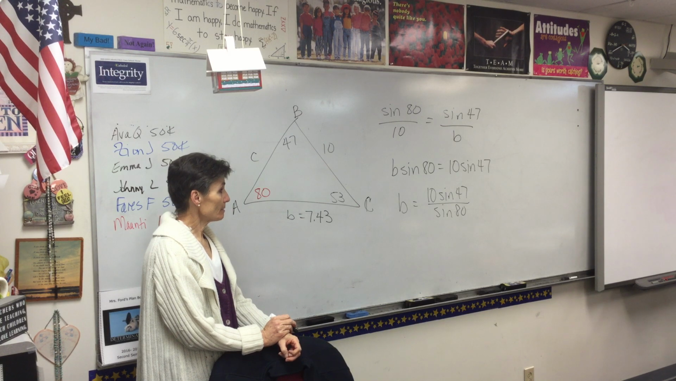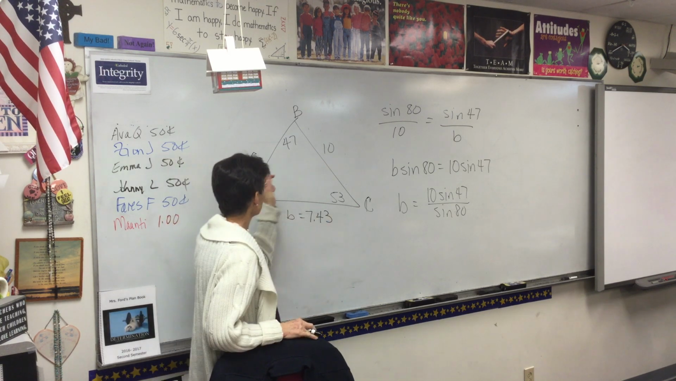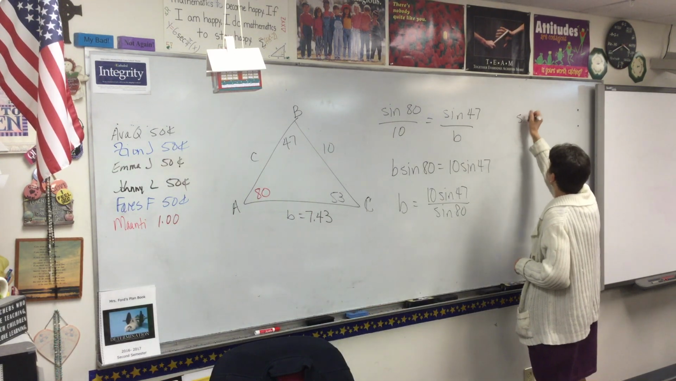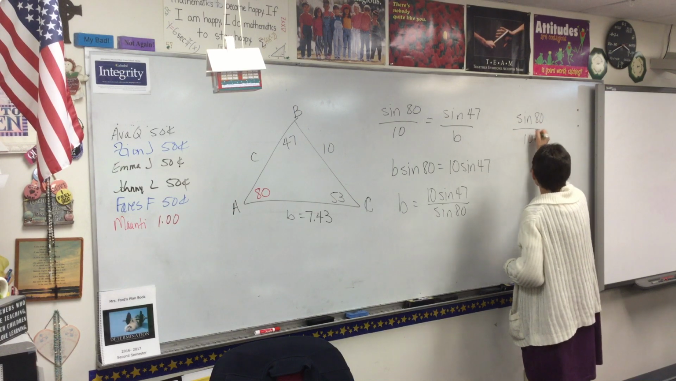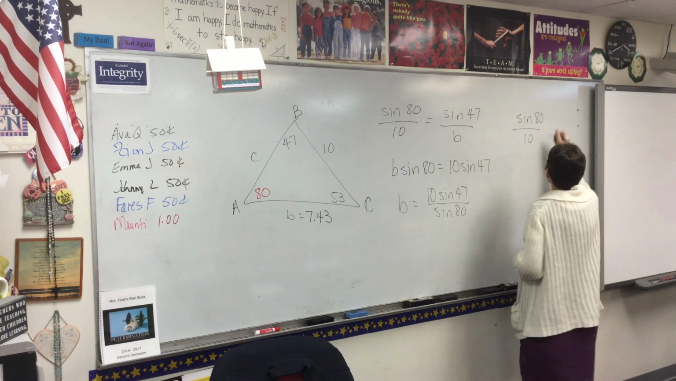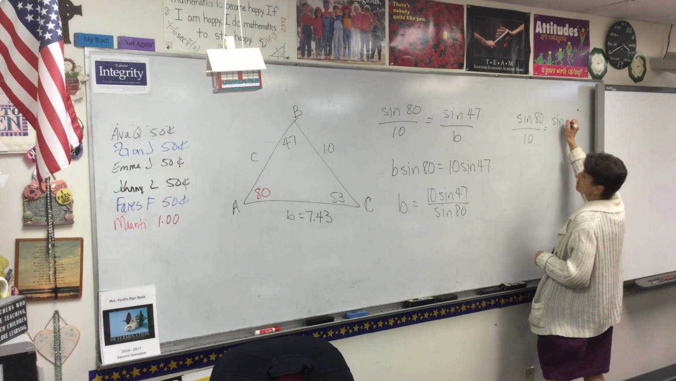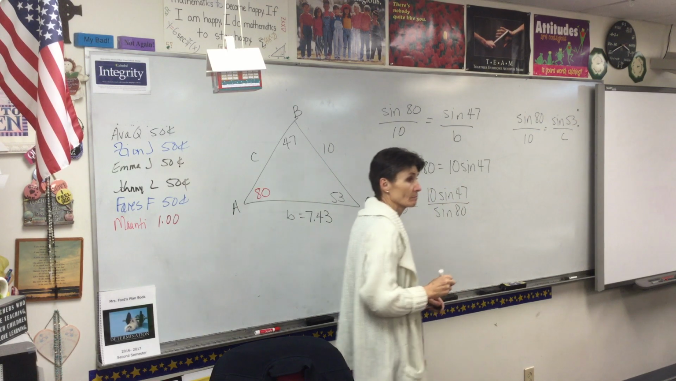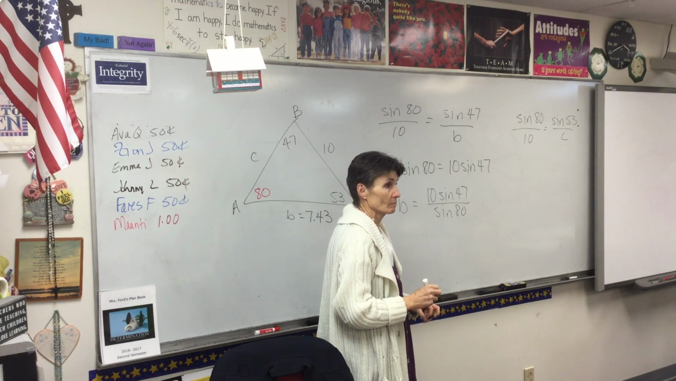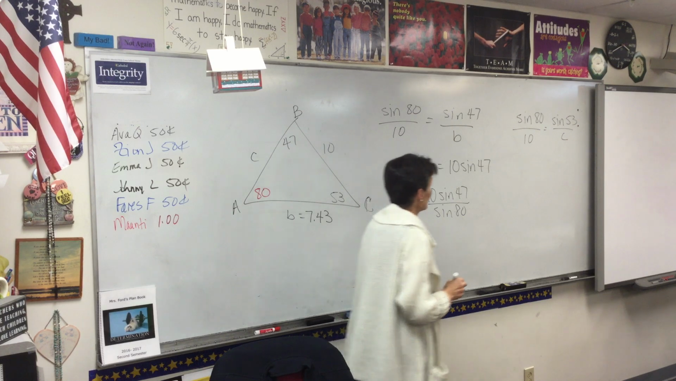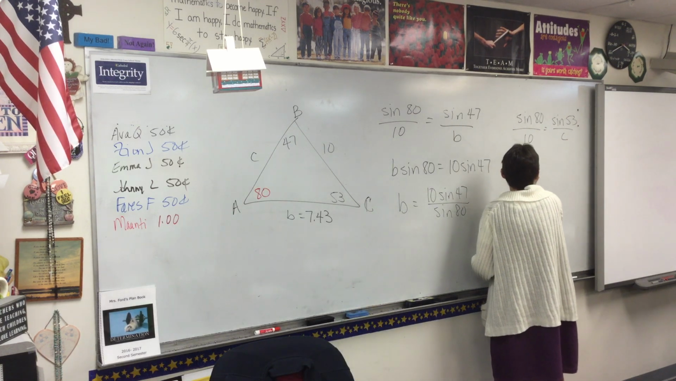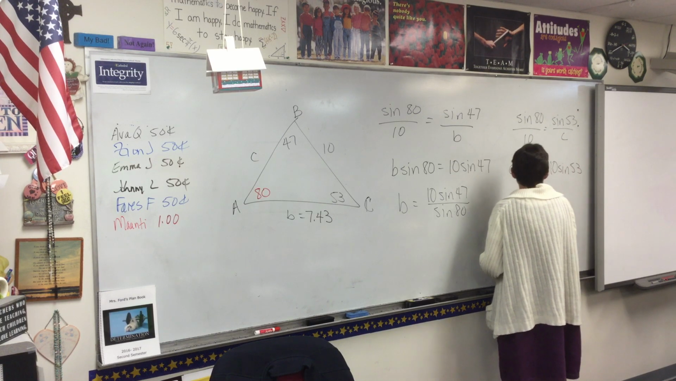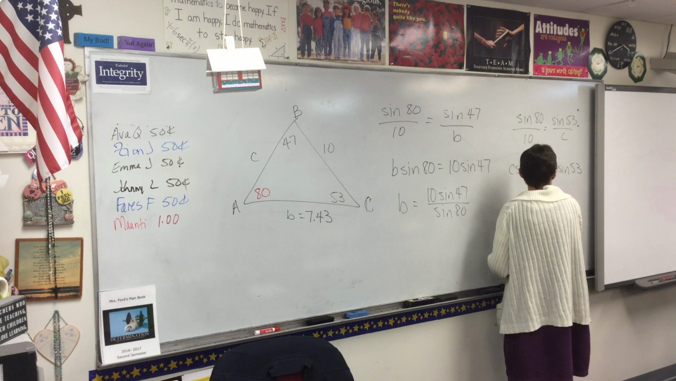Now, we're not done. We still have another blank to fill in, right? We still need side C. So what does that setup look like? You go back to sine 80 over 10, back to the original information, equals sine 53 over C. And then we'll cross multiply just like we did before. And divide by sine 80.